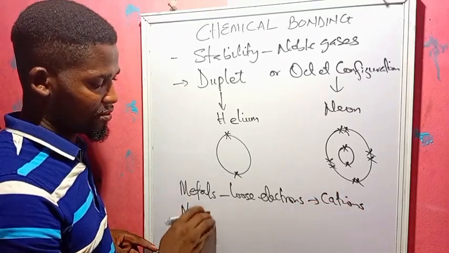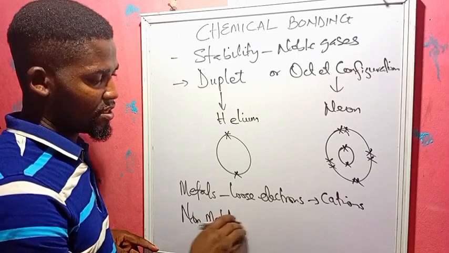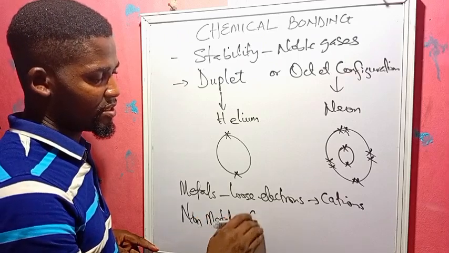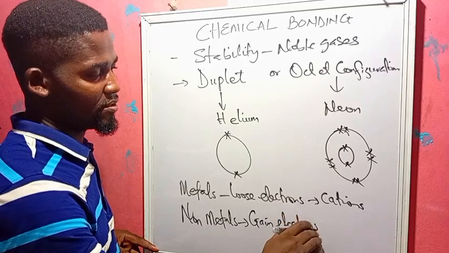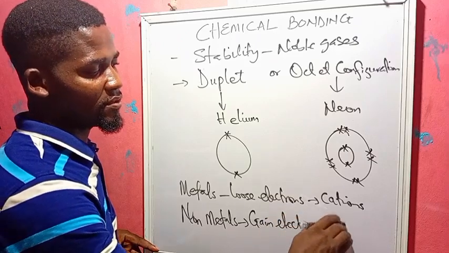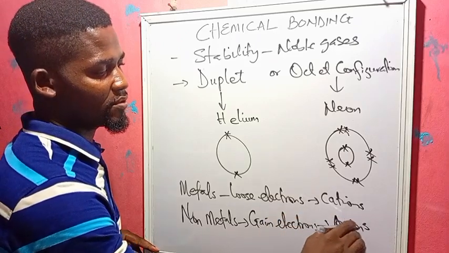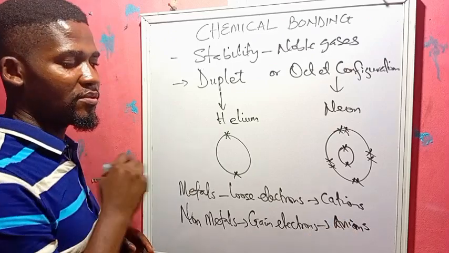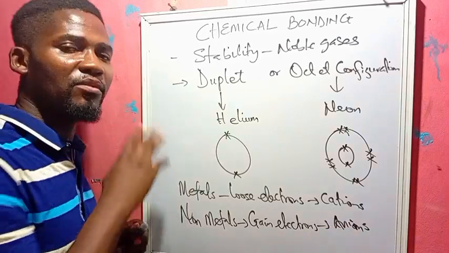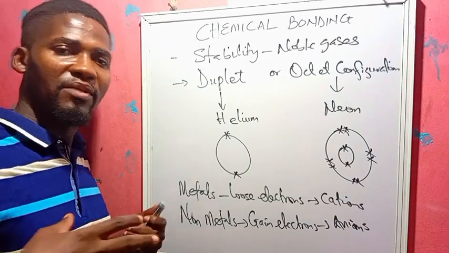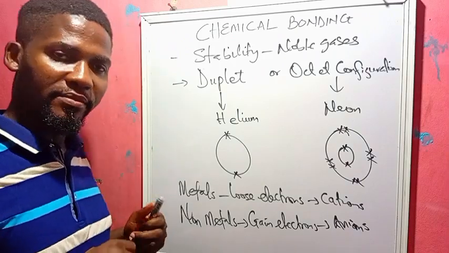Non-metals ionize by gaining electrons. They gain electrons to become what? Anions. Now let's look at the types of chemical bonding or combination that can bring elements or atoms together.